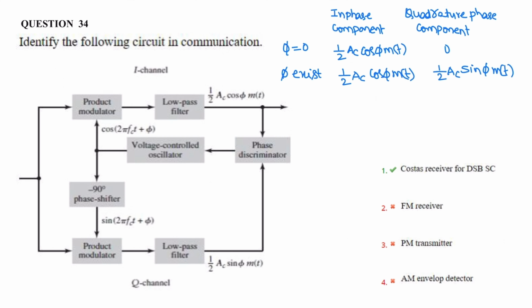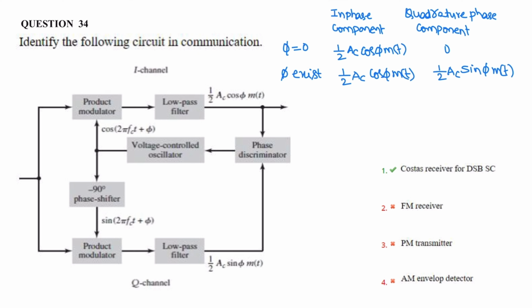Next question. Identify the following circuit in communication. This circuit is the Costas receiver, which is used for demodulating the DSB-SC signal. There are two detectors coupled together to form a negative feedback system, designed in such a way as to maintain the local oscillator synchronous with the carrier wave.